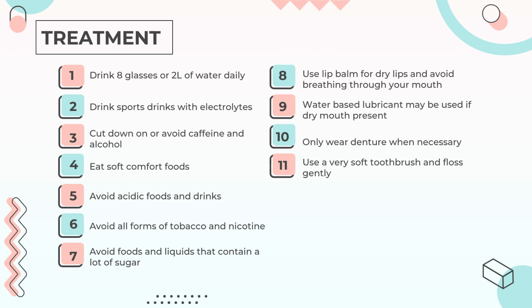Next is the treatment. Mucositis can be alleviated at home, and here are some tips for managing it. First, it is important to drink at least 8 glasses of water daily, or about 2 liters. Purified or deionized water can help reduce the irritation. Then, drink sports drinks with electrolytes such as Gatorade or 100 Plus to stay hydrated if indicated. Cut down on or avoid caffeine and alcohol since they can dry out and further irritate the tissue.